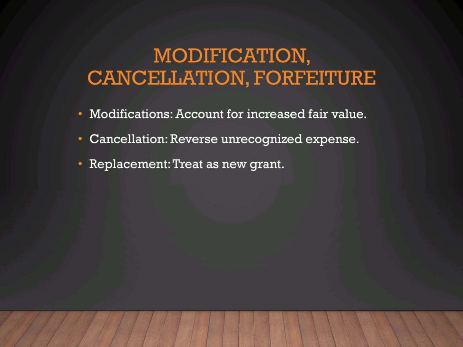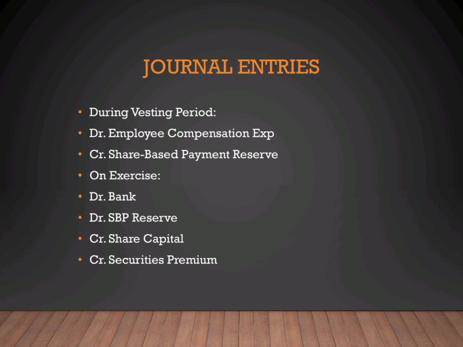During the vesting period, the company records debit employee compensation expense, credit share-based payment reserve. When the options are exercised, entries include debit bank and the share-based payment reserve, credit share capital and securities premium.